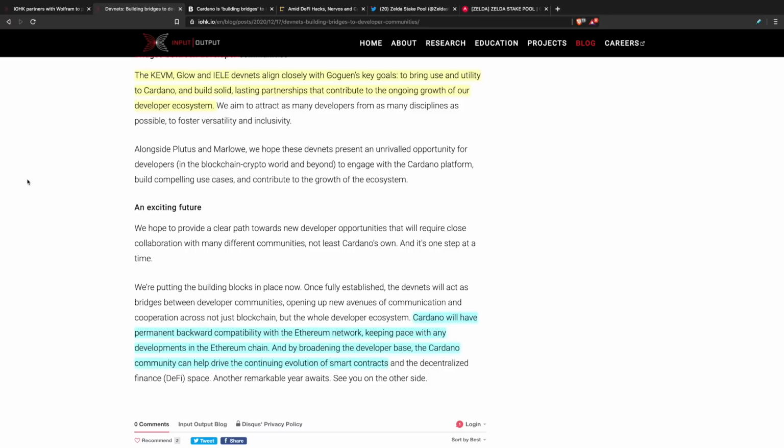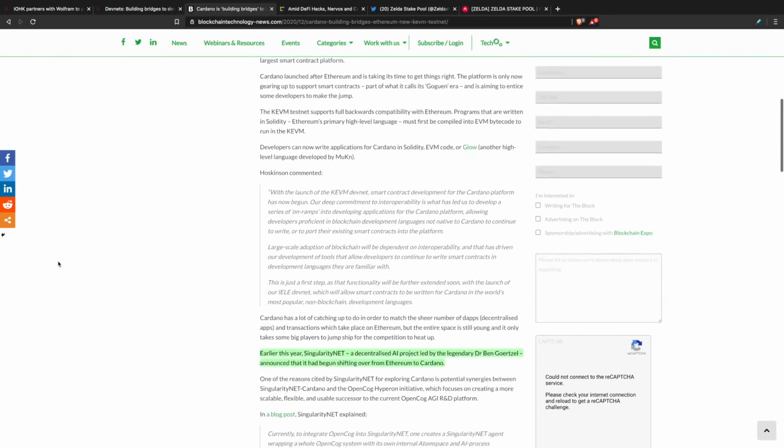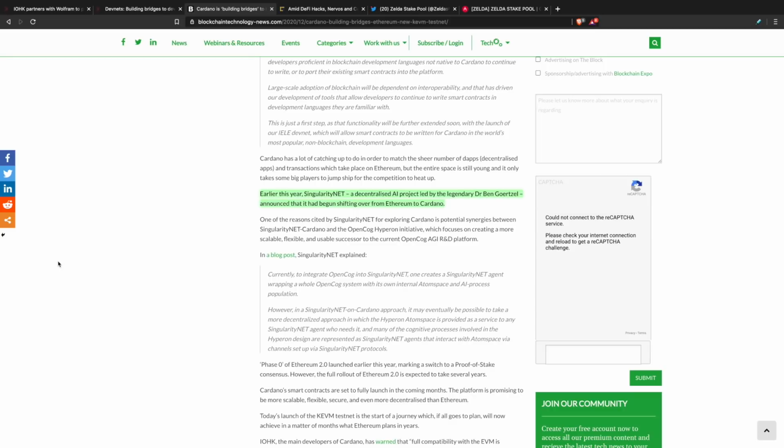And one of the projects that's taken the lead to be one of the first to start to migrate over to Cardano is going to be none other than Singularitynet. So Singularitynet is a decentralized AI project led by Dr. Ben Goertzel. So they announced this shift over from Ethereum and exploring the potential synergies between Singularitynet and Cardano. They're interested in focusing on creating a more scalable, flexible, and usable successor to the current AGI R&D platform. So these are some very interesting developments.